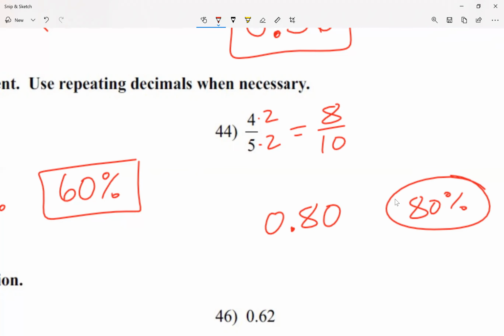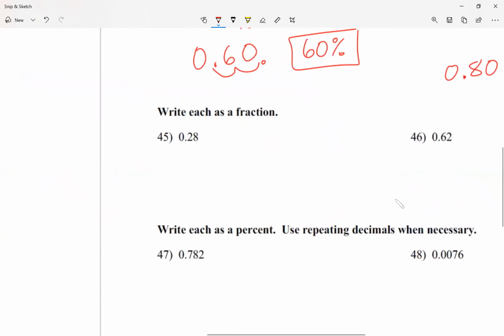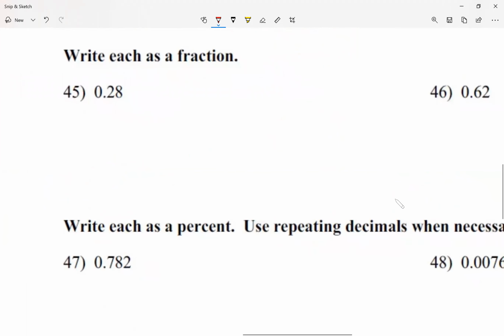Okay, so we know how to make it into a decimal. Once you have it as a decimal, move the decimal point 2 places to the right. Now looking at question number 45. Starting with a decimal, we want to write it as a fraction.